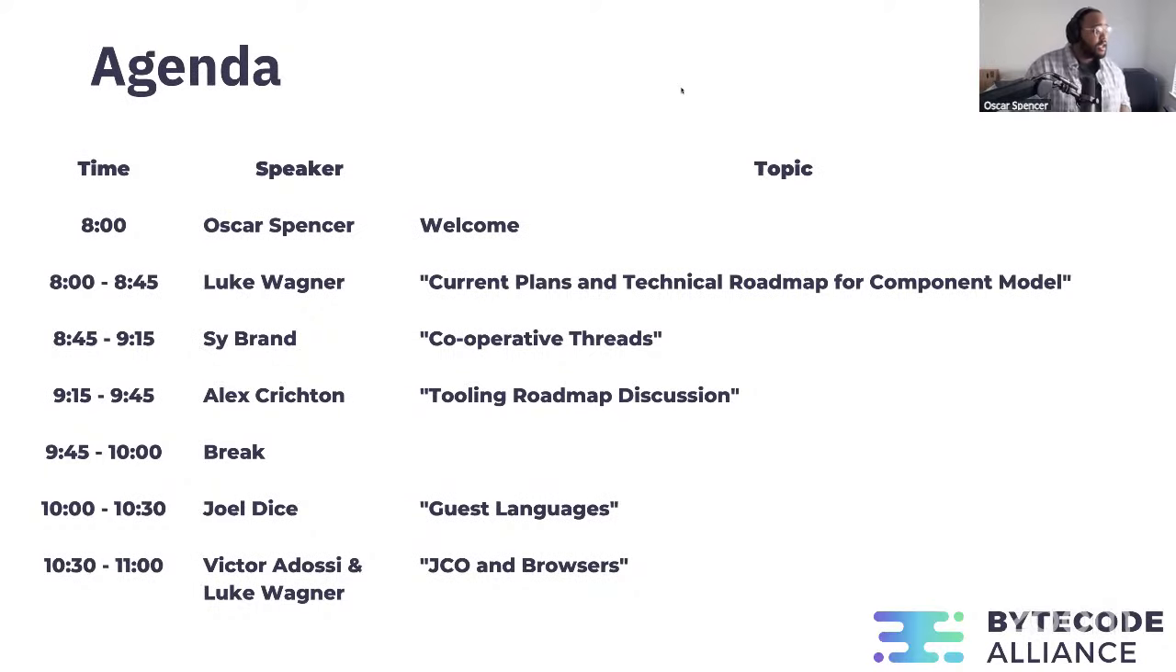The agenda today is going to kick off with Luke Wagner with current plans and technical roadmap for the component model. Then Cybran with cooperative threads. Alex Crichton with a tooling roadmap discussion. We'll have a short break. Joel Dice will come on and talk about guest languages. Victor Adossi and Luke again will be here to talk about JCO and browsers.